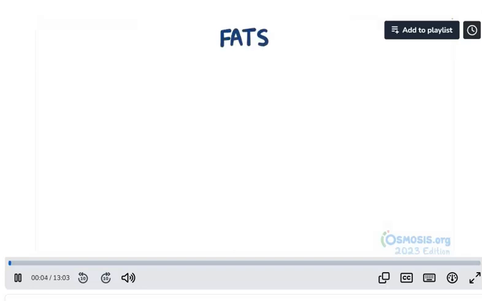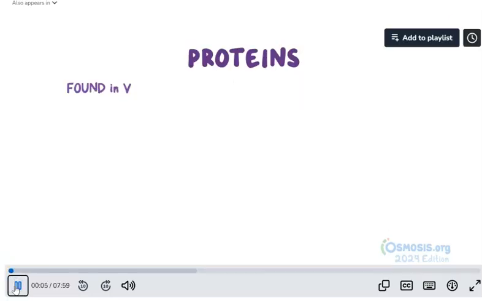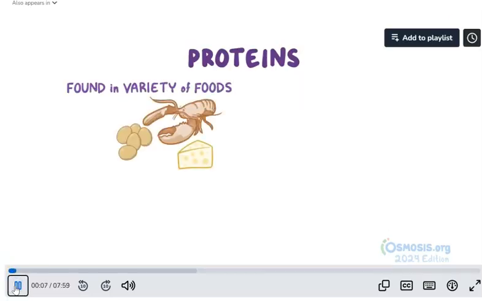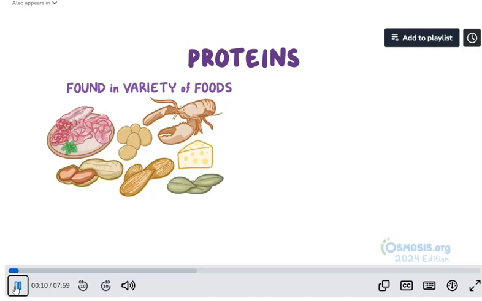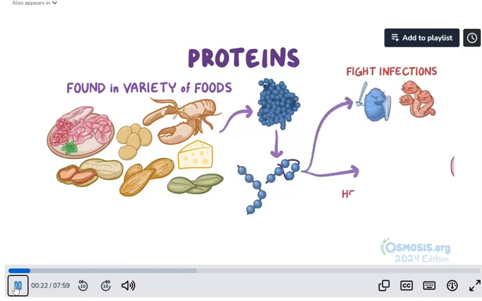Fats are an essential part of a healthy diet. They contribute to the taste and texture of foods, like the smoothness of guacamole and the flakiness of a croissant. Protein is found in a variety of foods like eggs, dairy, seafood, legumes, meats, nuts, and seeds. Regardless of the source, the protein that we eat gets broken down and reformed into new proteins in our bodies. These proteins do everything from fighting infections to helping cells divide. You name it, they're doing it.